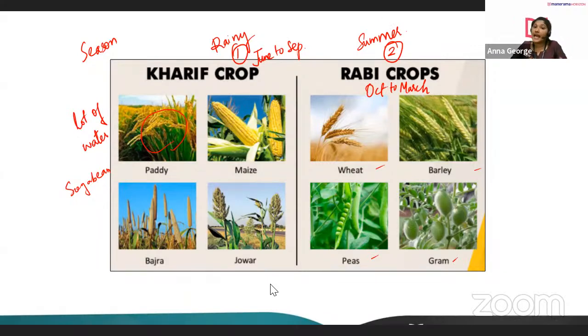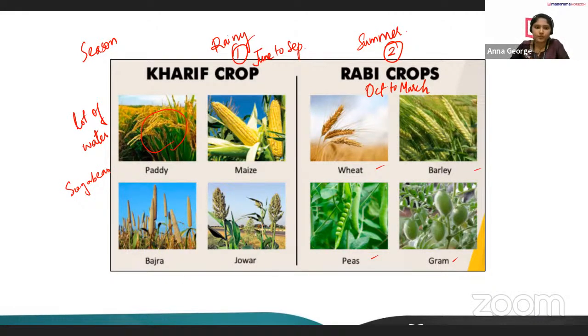Yes. Okay. There is another category called zaid crops, but you don't need to deal with that. So these are the two types of crops: kharif crops and rabi crops. Just deal with that.